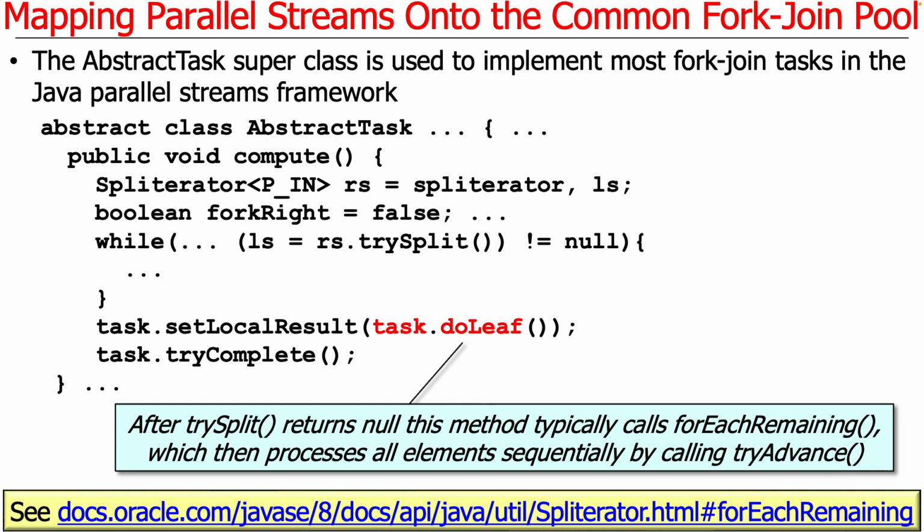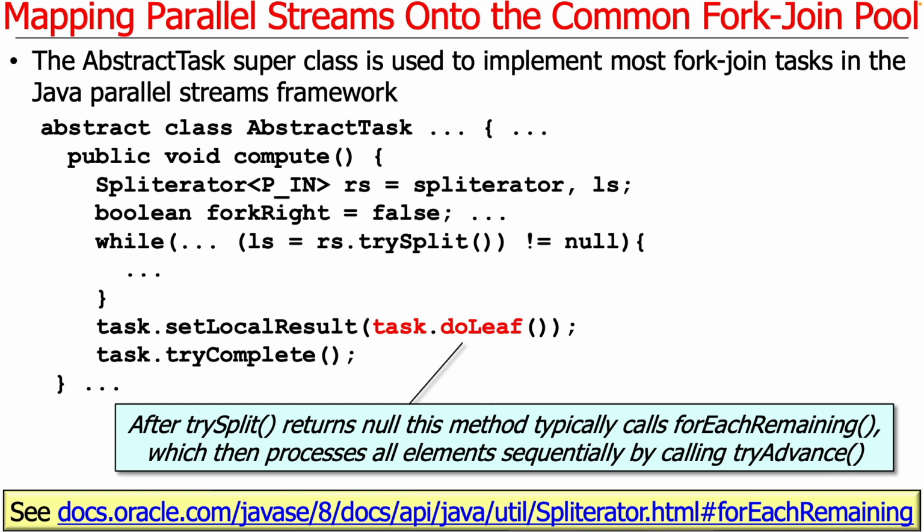After it's done splitting, now we've got everything chunked up into little chunks which have a size of 1, typically. And then what happens is, after try split returns null, we drop out of the loop, and then for whatever task we're dealing with at this point, we call its do leaf method. And this method can be overridden. This is basically a hook method that's overridden by different subclasses of AbstractTask. But for the reduce operations like collect and reduce, that will typically call for each remaining, which will then process all the elements sequentially at that point by calling try advance.